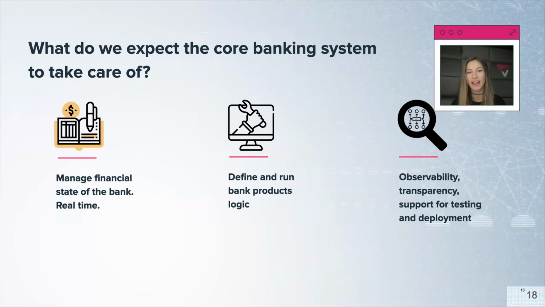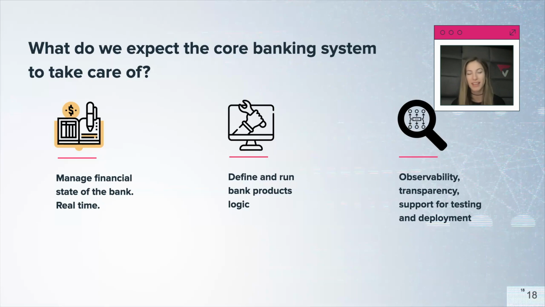And I want to be able to rely on the technology of the core banking system, so it provides me a great level of monitoring, observability, transparency, what's happening in the bank, what's happening with the accounts, with the money of customers, and supports me during the deployment and testing of the product. And from the functionality point of view, I also, as an engineer, want the system to manage the financial state of the bank for me in real time.